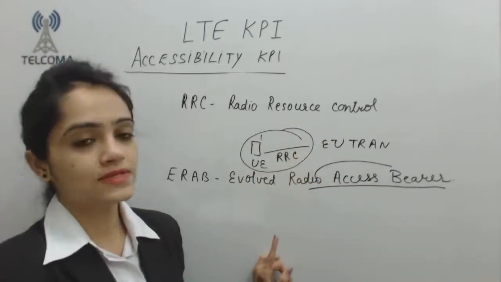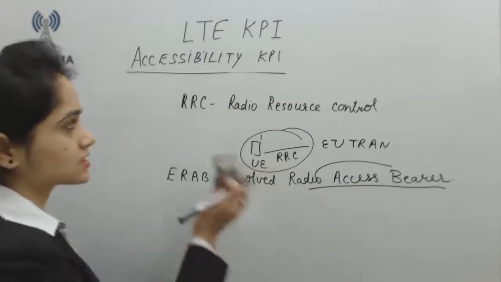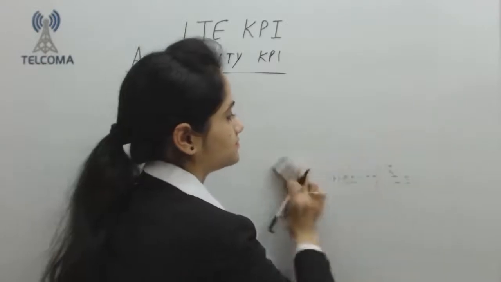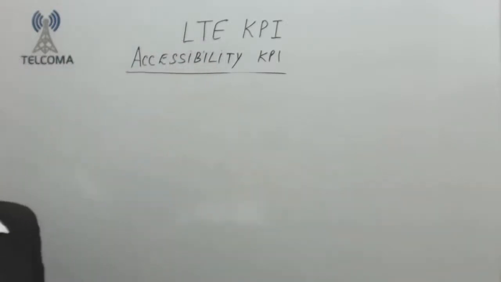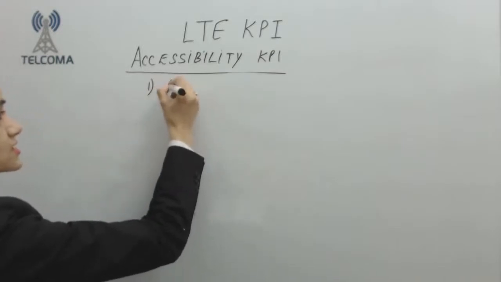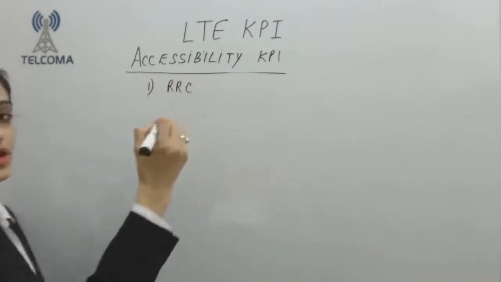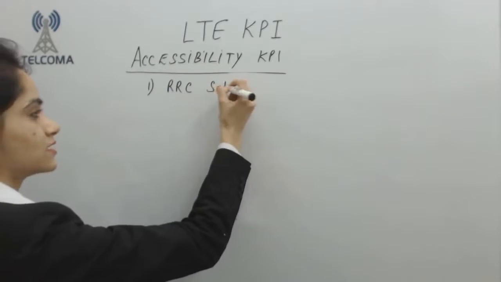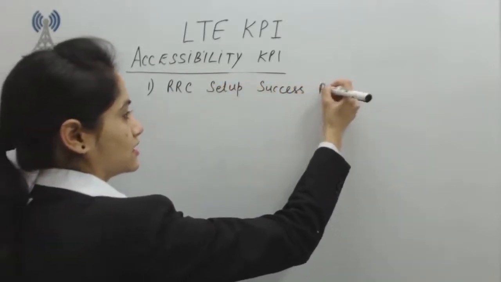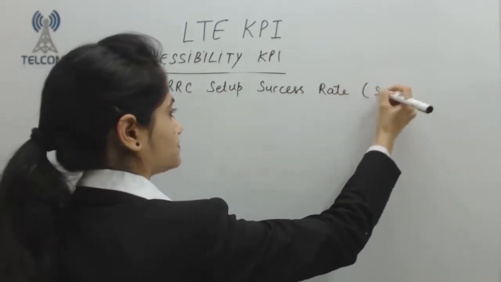So the very first KPI under accessibility KPI is RRC setup success rate for service.